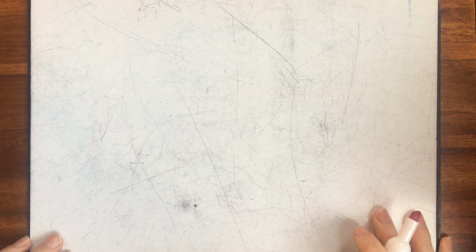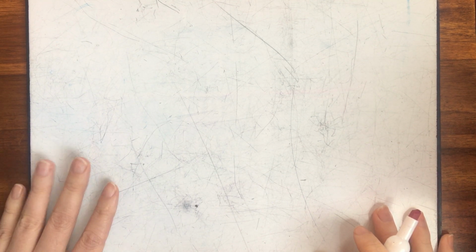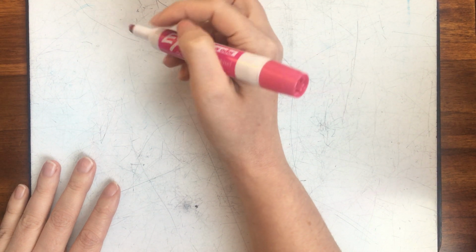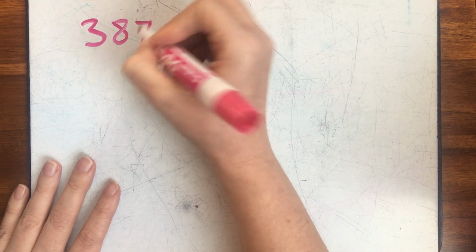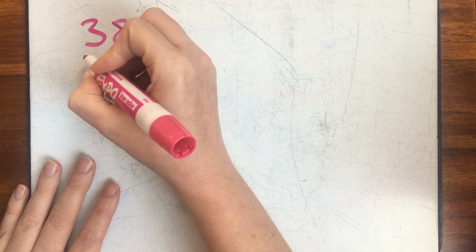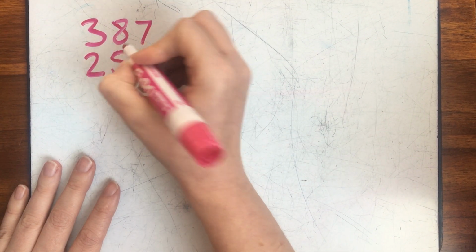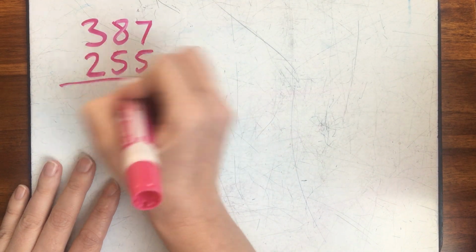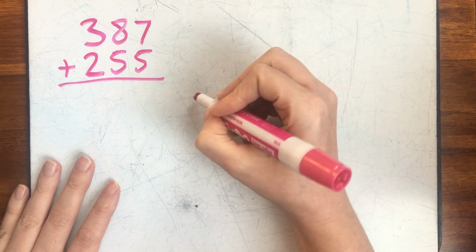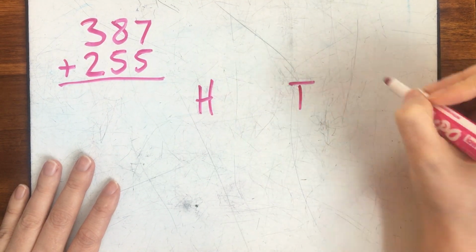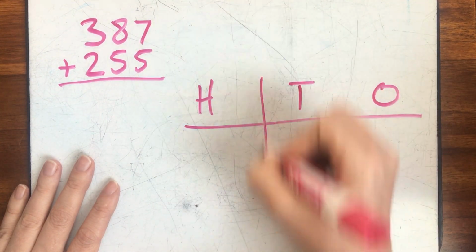Here's a new problem. I'm going to write it vertically so you can follow along with the vertical method while I show it on the hundreds, tens, and ones chart. My new problem is going to be 387 plus 255. There I have it written the vertical way. Over here, I'm going to do it with a hundreds, tens, and ones chart.